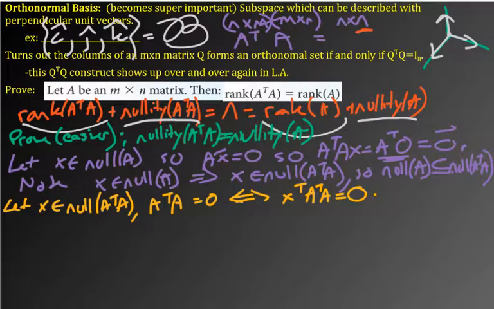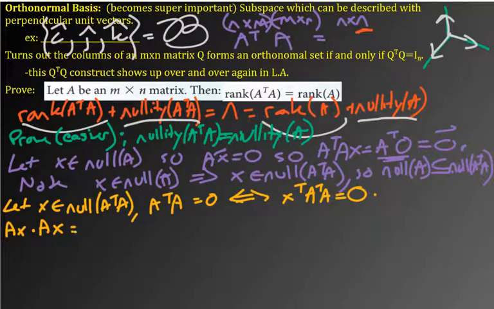So now I'm going to do another weird thing. Ax is a vector. It just moves this vector x somewhere else. And so I can dot product two vectors. It's not a brilliant statement. And I'm going to dot product Ax with Ax.